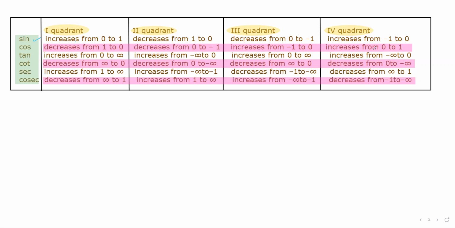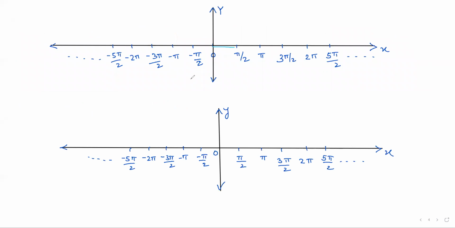Let's plot sine and cos first. So we know that sine value is at x equals 0. For the first quadrant, we know that your x value will be from 0 to pi by 2. This is from pi by 2 to pi. This is from pi to 3 pi by 2, and 3 pi by 2 to 2 pi. So the first quadrant is from 0 to pi by 2, this particular region.